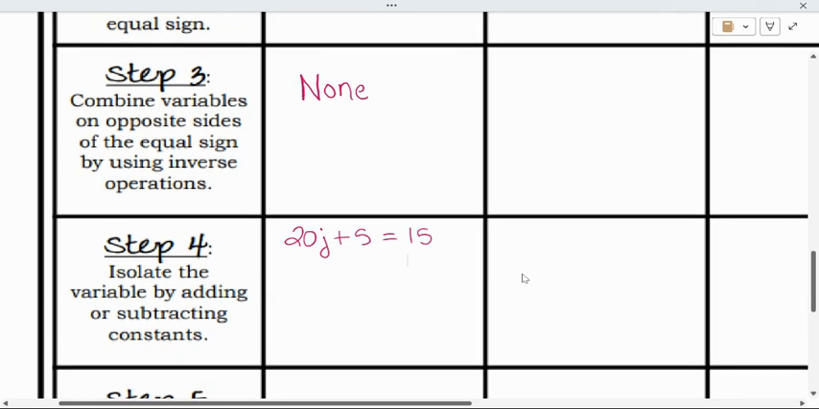So this says isolate the variable by adding or subtracting the constants. So I want you to think about, what is the opposite of plus 5? Minus 5. So whatever I do on one side, I have to do on the other side. So 20J equals 15 minus 5 is 10.